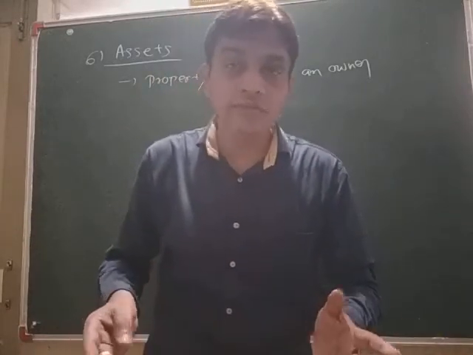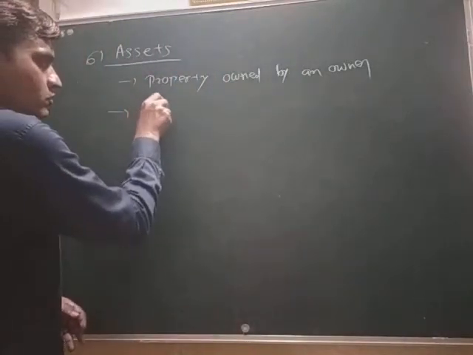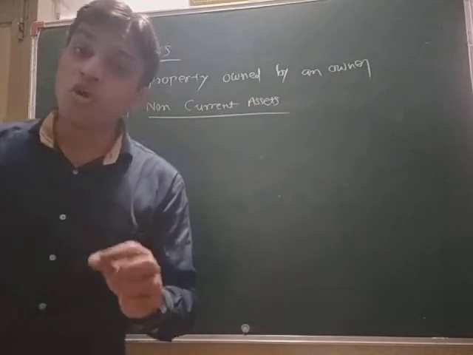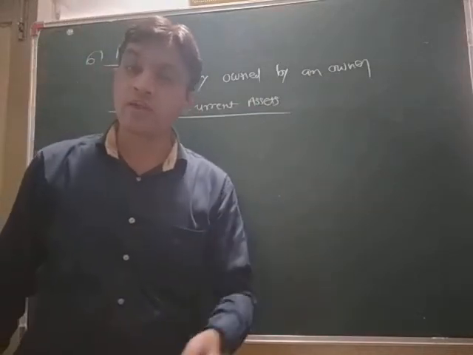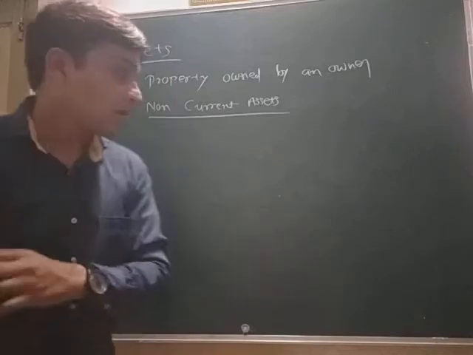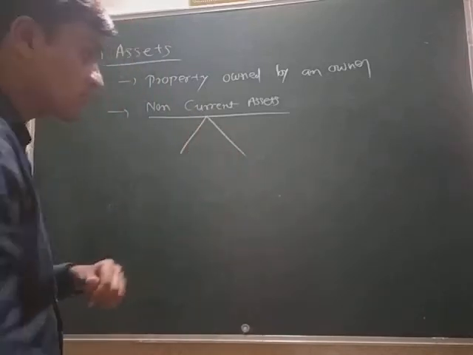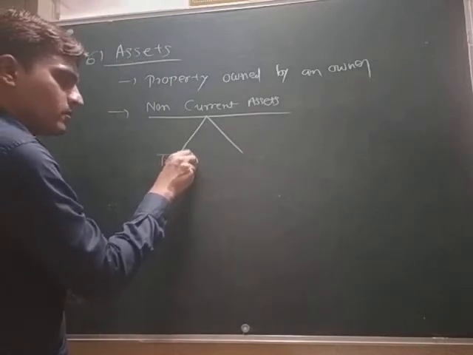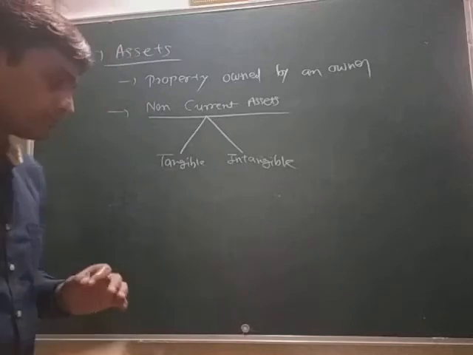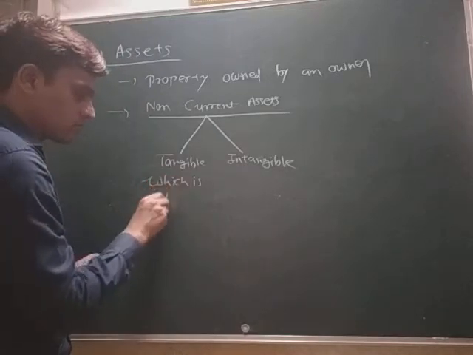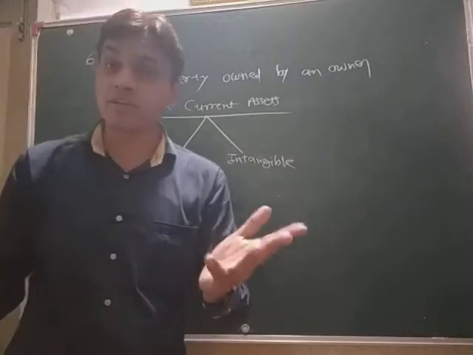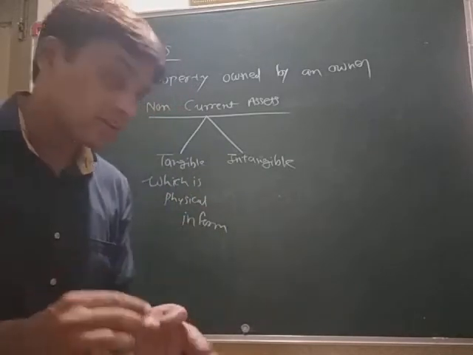Now in assets there are also two types that we will see: non-current assets and current assets. First of all we'll see the non-current asset. Non-current means, the same meaning, for more than 12 months or for more than 1 year, if it is beneficial to the business. Then it is called non-current. Now in this non-current there are also two types: tangible and intangible. Tangible means what? Which is physical in form, जिसको हम देख सकते हैं, जिसको हम टच कर सकते हैं, that is called physical form. So that kind of asset is called tangible asset.